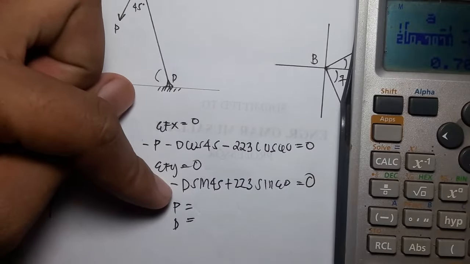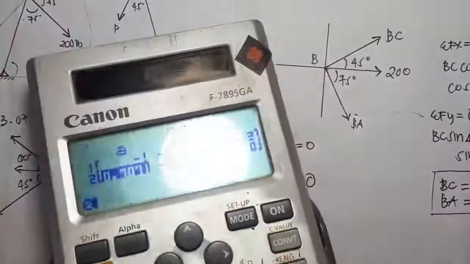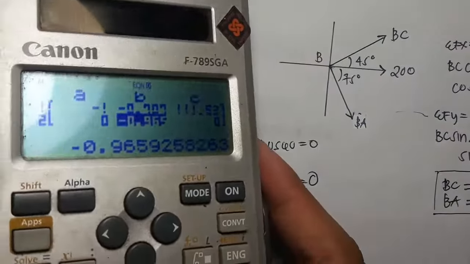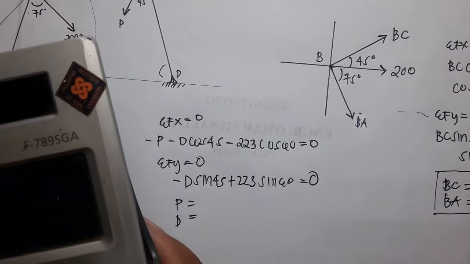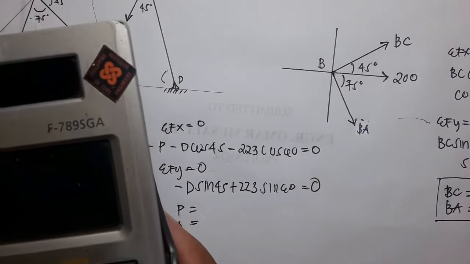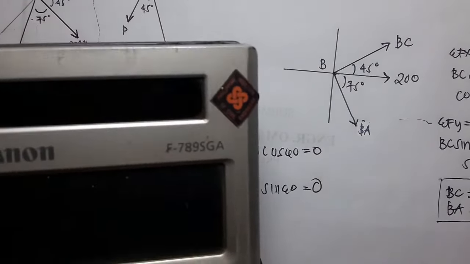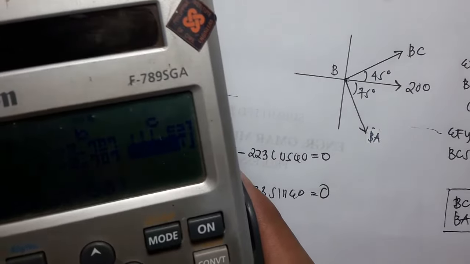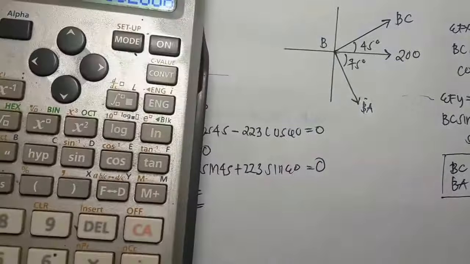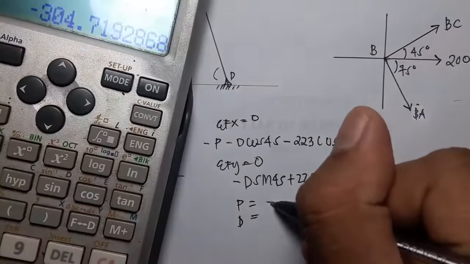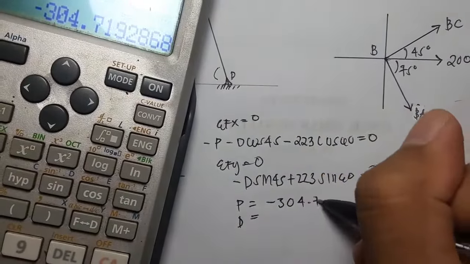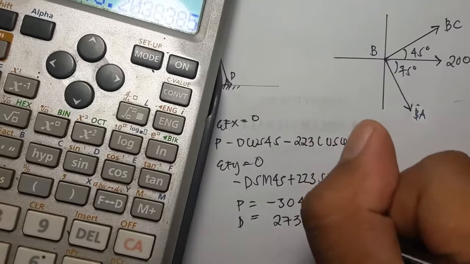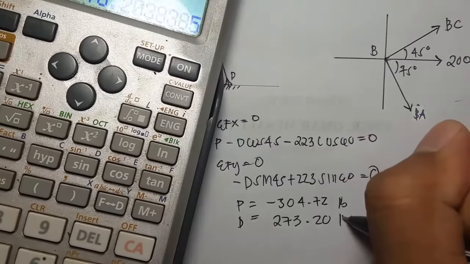Then we have 0 here, because we don't have P in our second equation. So 0, then we have negative sine 45, negative 2 to 3 sine 60. So we get 2 to 3.07, 304.72 and 273.20 pounds.